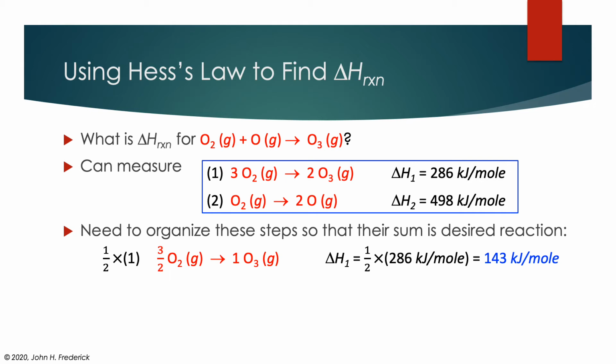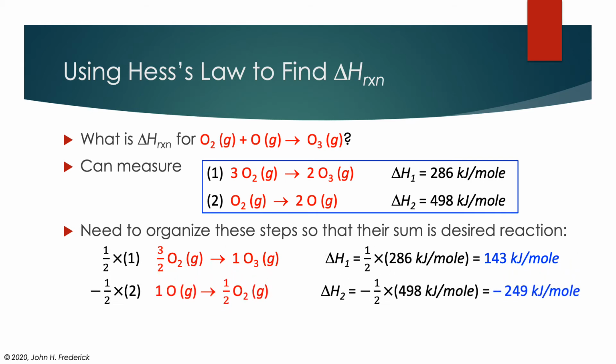Now, we also have only a single oxygen atom in our equation of interest, so we're going to have to multiply through that by 1/2. So that ends up giving us this as our trial equation. Negative 1/2 times equation 2 would give us one oxygen atom going to form 1/2 of an O2 molecule. I know it seems a little crazy, but bear with me here. Think of them as moles, perhaps. Then the delta H for that process is going to be negative 1/2 times the enthalpy change for reaction 2, which is 498, and when we multiply that out, it'll be negative 249.